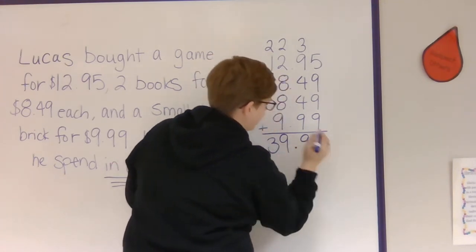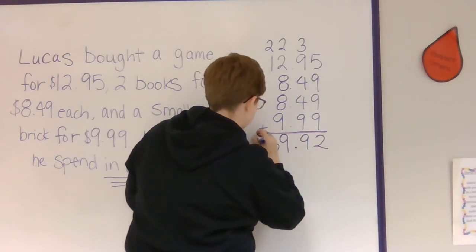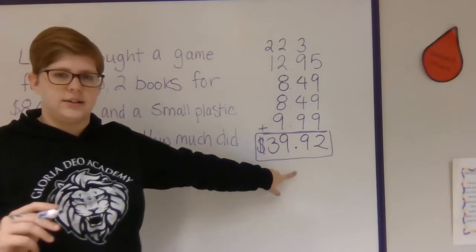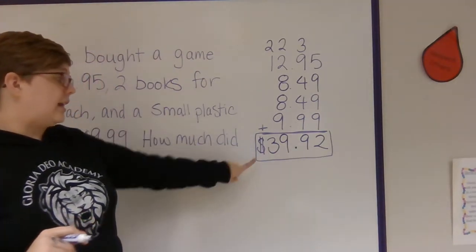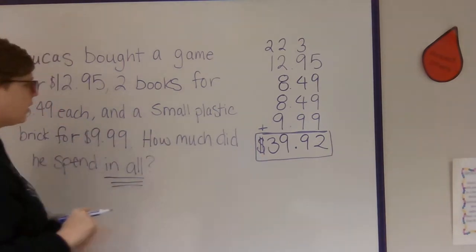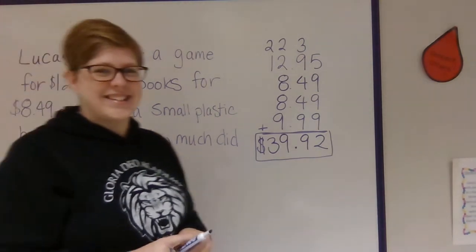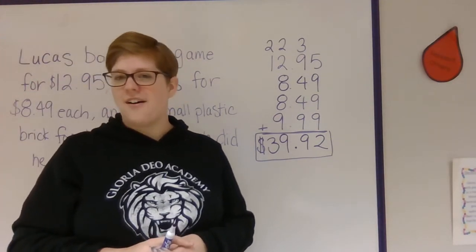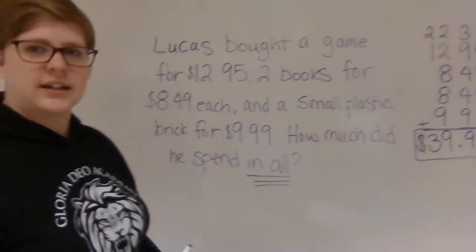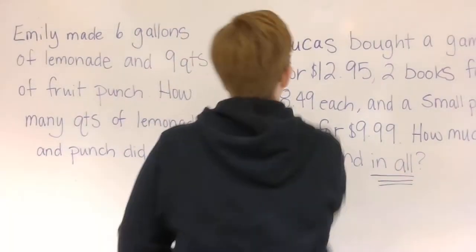So all together, my friend Lucas spent $39.92. Since it's money, I need to make sure that I have a decimal point and a dollar sign. Lucas spent $39.92 in all. All right, so we did that problem. Let's look at this next problem. Take a quick ride over here to the other side of the board.